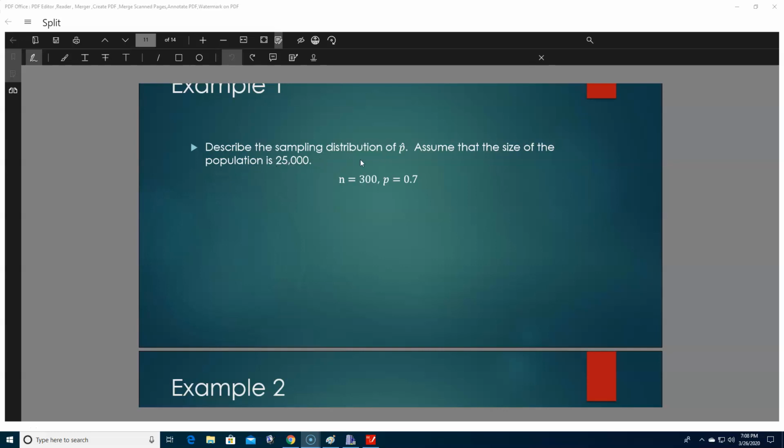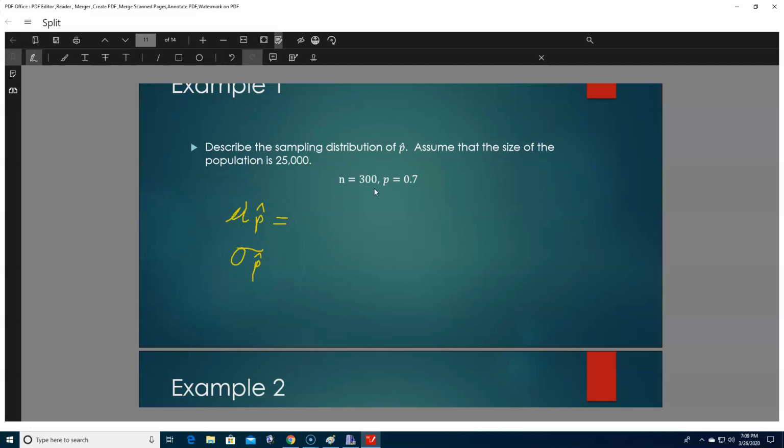Describe the following sampling distribution of p hat. Assume that the size of the population is 25,000, n is equal to 300, and p is equal to 0.7. So that's our special characteristic. To describe our sampling distribution, we need a mu, so we need some sort of average, which will be mu p hat, and we need sigma p hat as well.